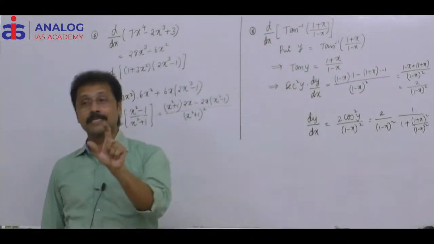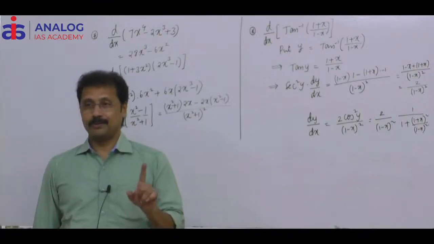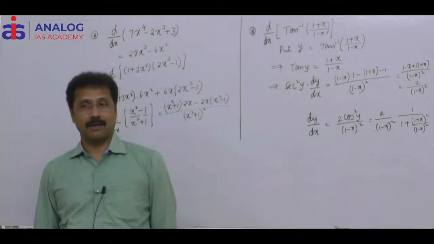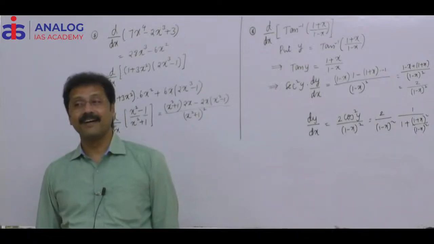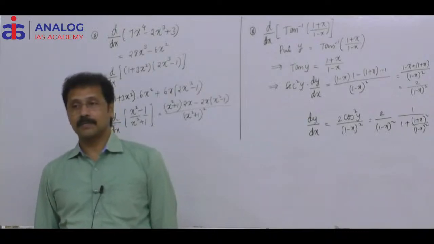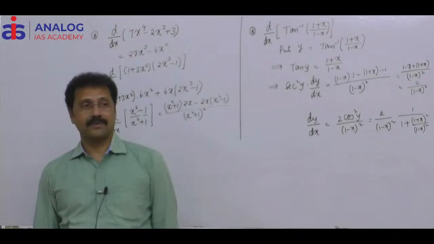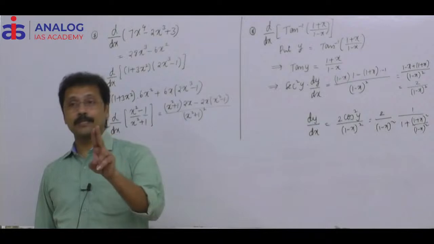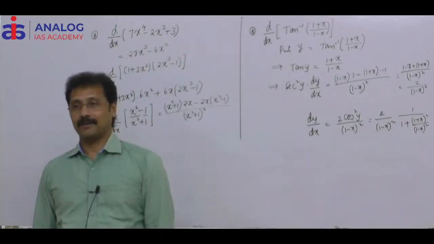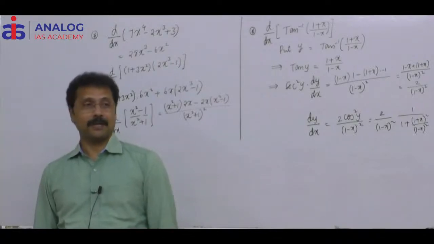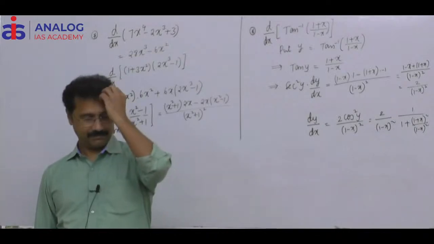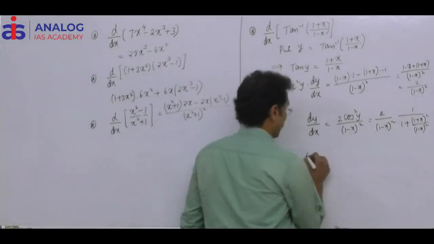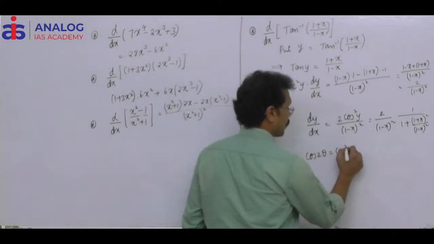Sin 2 theta is 2 sin theta cos theta. Cos 2 theta is cos theta cos theta minus sin theta sin theta. Cos 2 theta is cos square theta minus sin square theta. I also forget these, obviously. Let me write it so that it gets imprinted: cos 2 theta is cos square theta minus sin square theta.